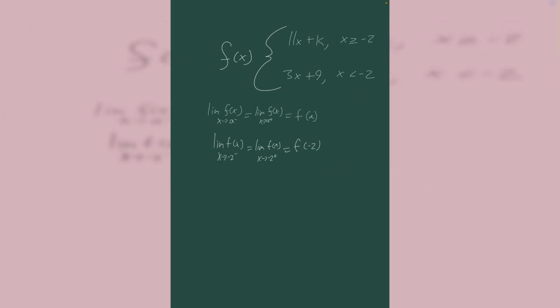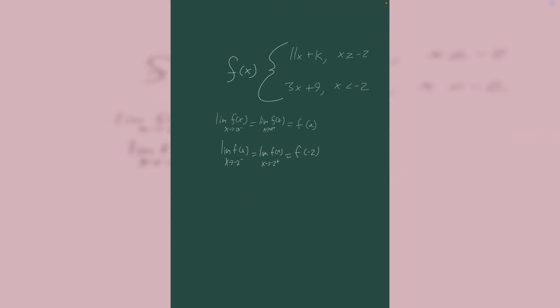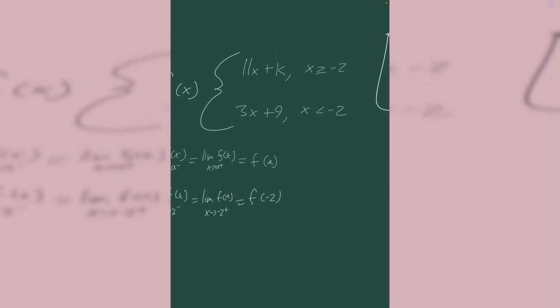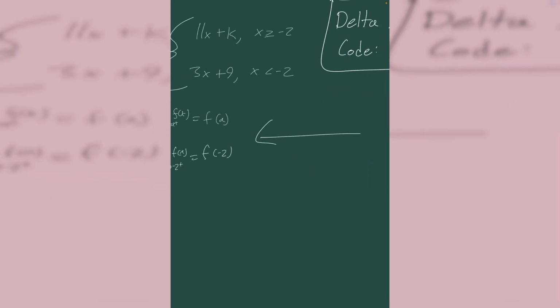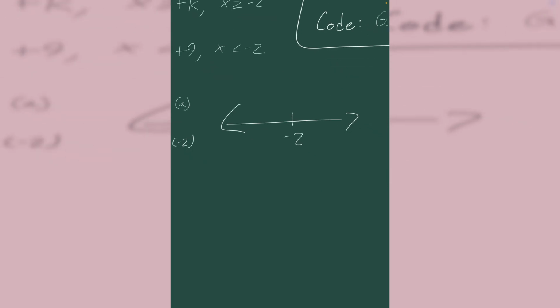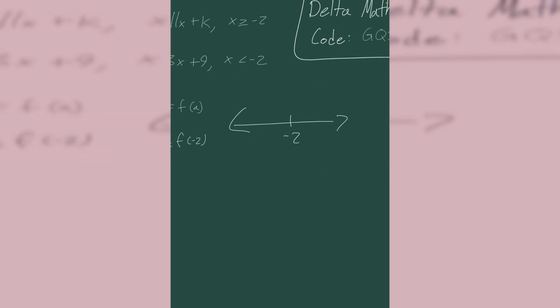Now, we know that from the left, the equation that would represent our function is 3x plus 9, because on the number line, let's say negative 2 is right here, x is less than negative 2. And we know that any number less than negative 2 is going to be to the left. This entire thing is all less than negative 2.